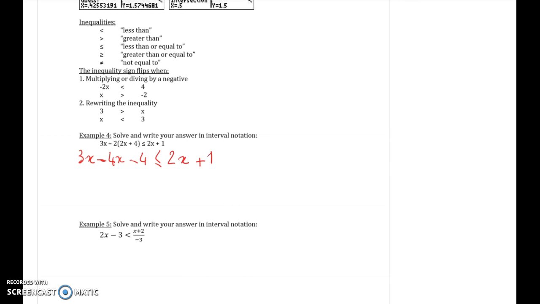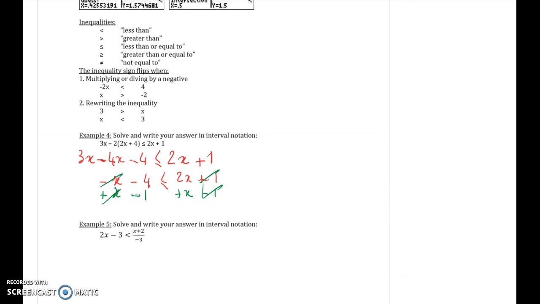2x plus 1. 3x minus 4x is going to be minus x minus 4 less than or equal to 2x plus 1. I'm going to add x to both sides and subtract 1 from both sides. By doing so, the 1 cancels out right here, and the negative x cancels out right there.